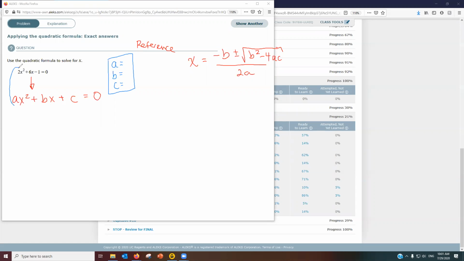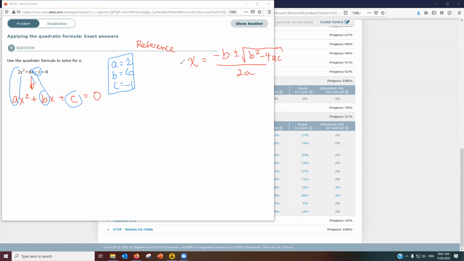A is whatever number is in front of x squared. Well, in our example, it's a 2. B is whatever number is in front of x. In our example, that's 6. And c is whatever constant is over here on the right side. In our example, that's negative 1.